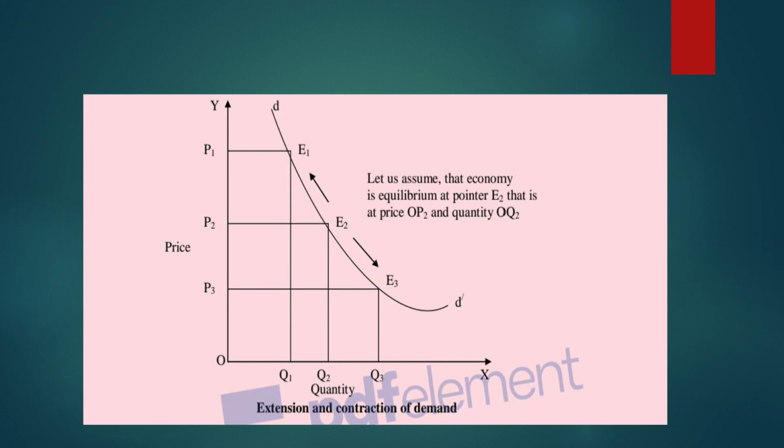Contraction of demand. Let us assume that the price increases from OP to OP1 and the quantity demanded reduces from OQ2 to OQ1. This behavior is referred to as contraction of demand. Extension of demand. In this case, the price decreases from OP2 to OP3. Due to this, quantity demanded increases from OQ2 to OQ3. This is nothing but the extension of demand. In the extension and contraction of demand, we take into account the ceteris paribus assumption.